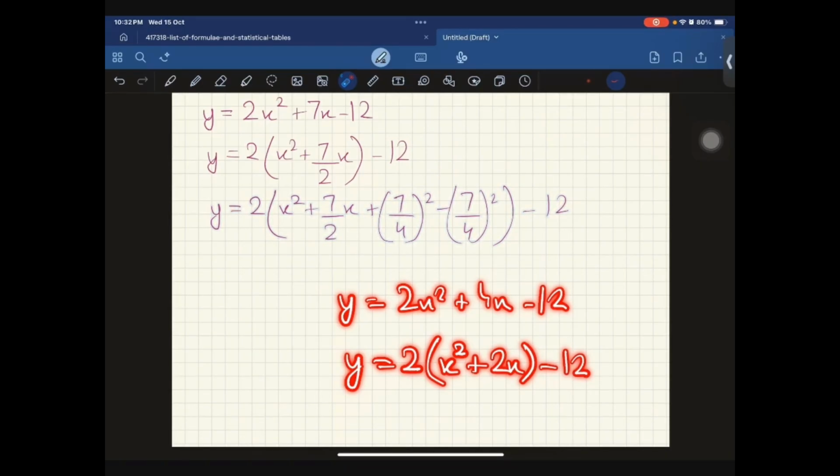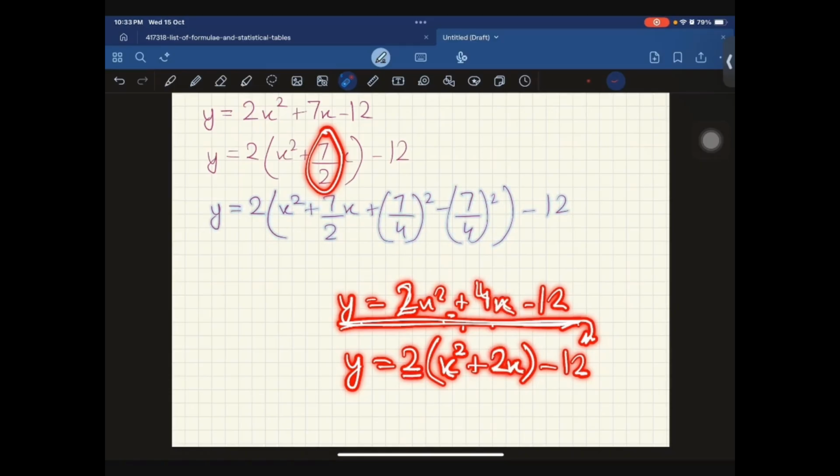So, Saim, did you get why I did this? Sir, I understand that you took 2 common there, but I don't get why the divide by 2 came. So if you look at this one that I've written, 2x squared plus 4x minus 12, and then I'm going from this to the next step. When I'm taking 2 common, I first got x squared because I removed this 2. And to get this 2x, I divided this 4x by 2. That's how I got this 2x.